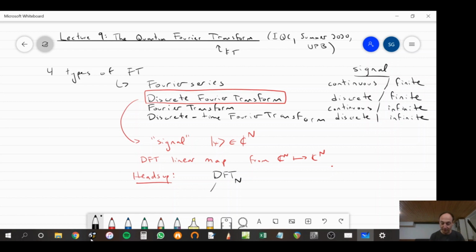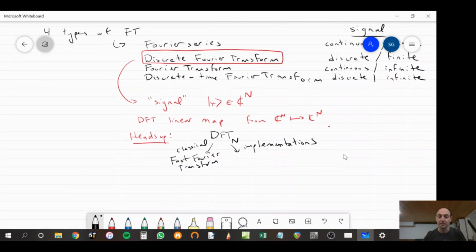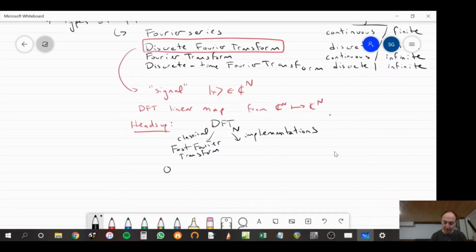And then you can talk about implementations, and you have 2 choices. If you have the classical implementation, the fastest one is something called the fast Fourier transform. Very roughly speaking, the fast Fourier transform takes order n log n time. So it's near linear in the size of the vector.